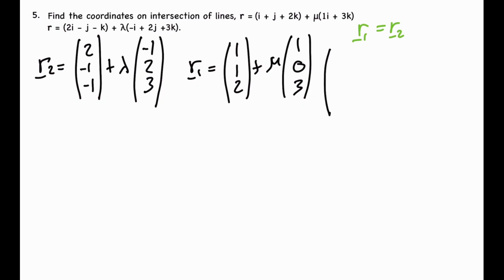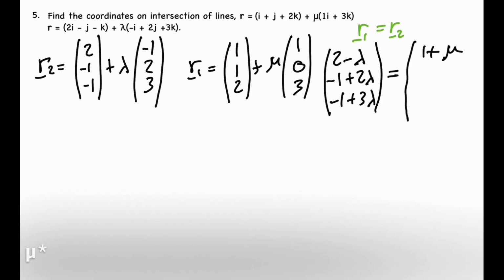So if we combine this vector here, we're going to get 2 minus lambda, by multiplying the lambda up here. Then we're going to get minus 1 plus 2 lambda, and then minus 1 plus 3 lambda. And this we can make equal to 1 plus lambda, 1 plus lambda times 0, which we can just get rid of, so we're just left with 1, and then 2 plus 3 mu.